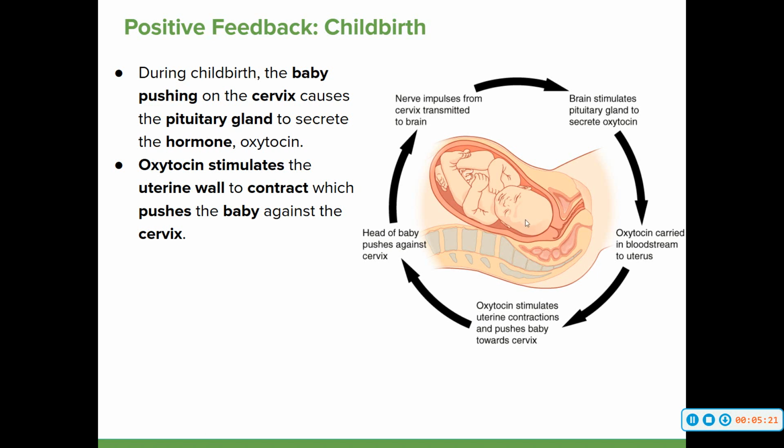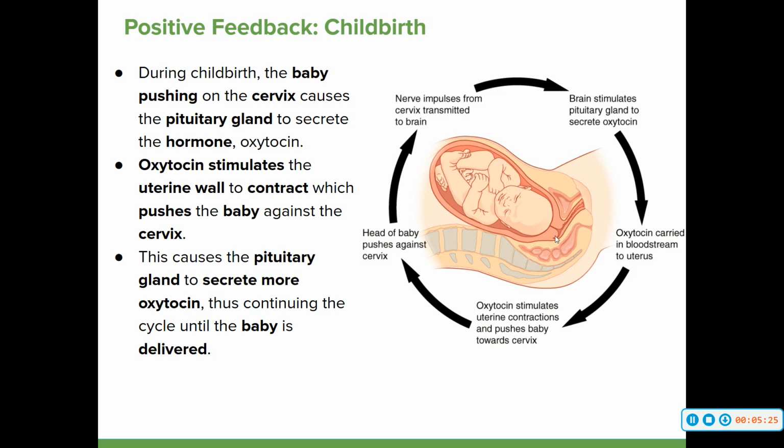And since that cervix is being pressed on, again, more oxytocin is going to be released. Okay, and this will continue happening again and again until the cervix is large enough so that the baby can be delivered. So positive feedback loops, like I said, the events occur over and over again, more and more, until we get some type of effect. In this case, the baby being delivered.